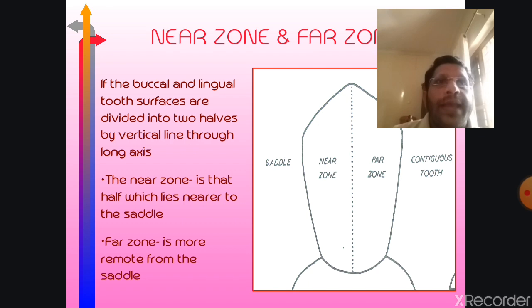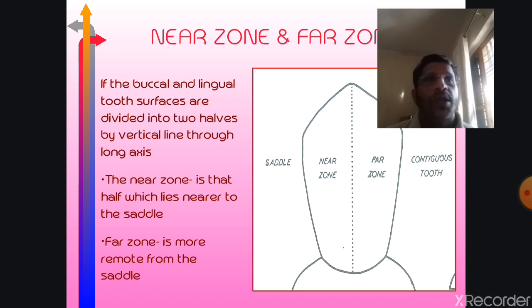If the buccal and lingual tooth surface are divided into 2 halves by a vertical line through the long axis, as you can see in the picture, the near zone is that half which lies nearer to the saddle. Saddle is nothing but the edentulous area. The far zone is the one which is away from the saddle, that is from the edentulous area. So you need to know these terminologies. Without these terminologies, survey line will not be complete.